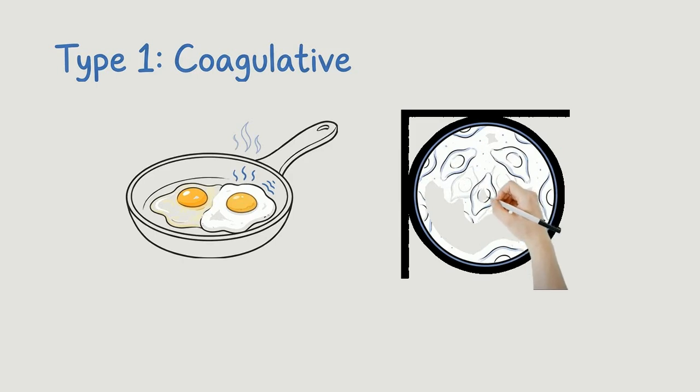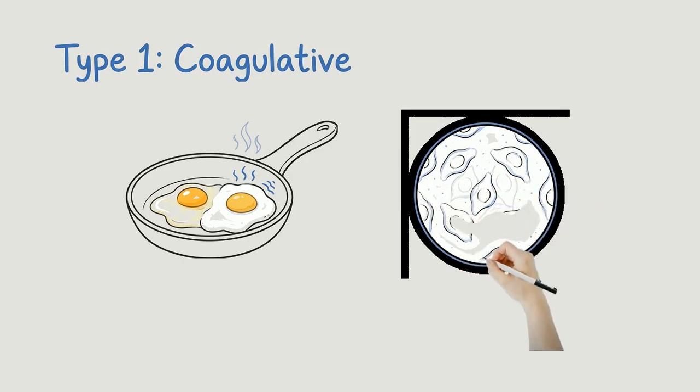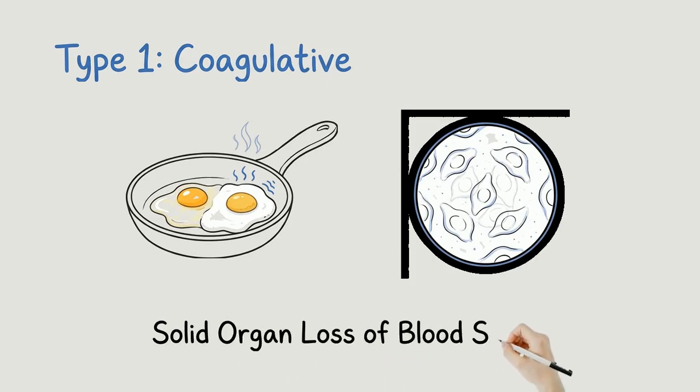The classic case is myocardial infarction: pale, firm infarct, eosinophilic cells with lost nuclei, architecture intact enough that you can still trace myofiber outlines. Expect coagulative necrosis whenever a solid organ loses blood supply.